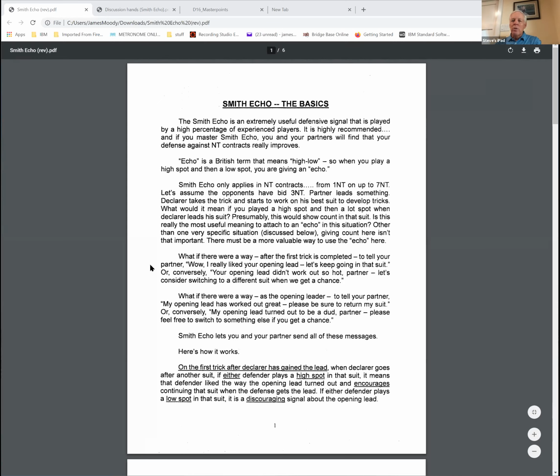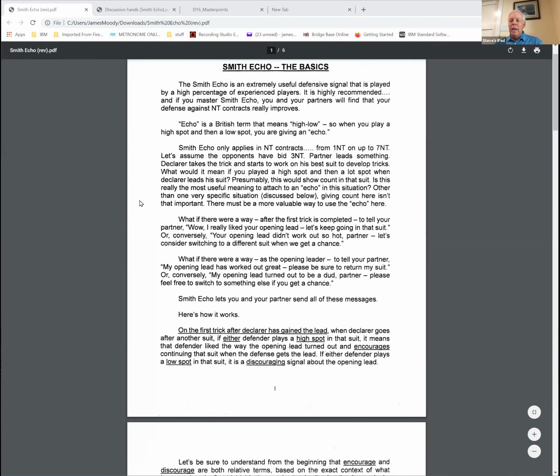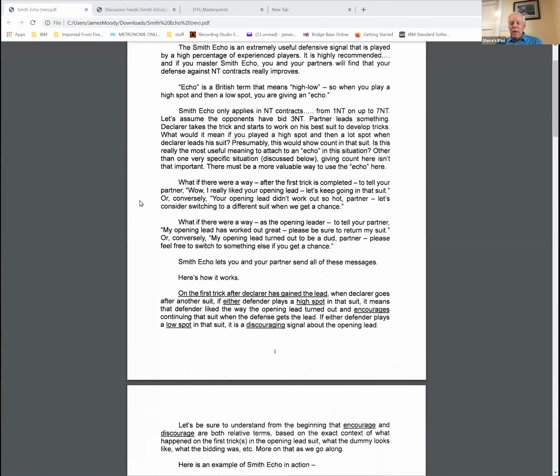Now, the important thing to remember about Smith Echo is that encourage and discourage are relative terms. There's no ironclad way to describe them. You have to look at the situation. What's the dummy look like? What happened on the first trick? What was the bidding? How many tricks does it look like declarer has? That kind of stuff. It's all relative, but most of the time we can figure it out.